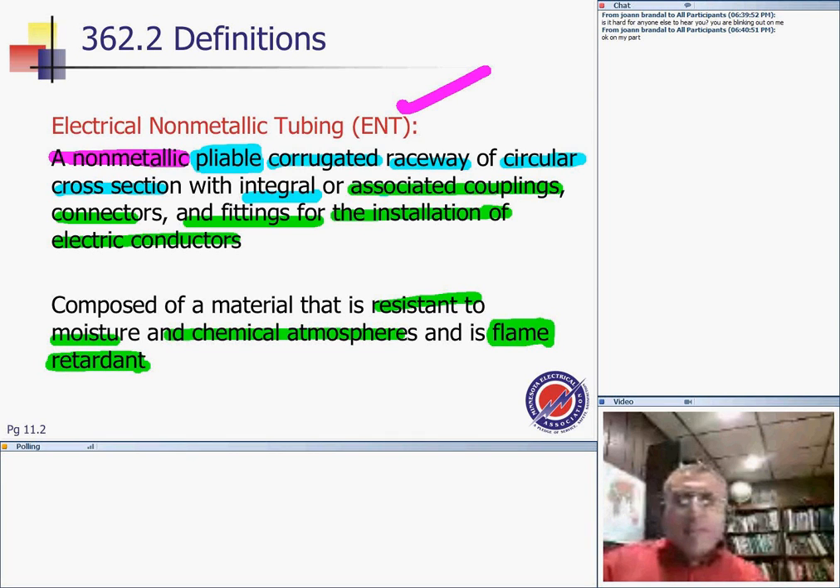Any questions about the definition? The definition is very, very important to identify the ENT. So what type of conduit are we using? Again, pliable, easy to work with, guys. Okay, and I will take a break in a second here.